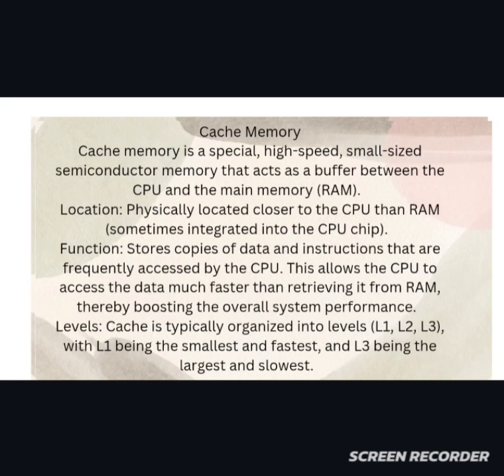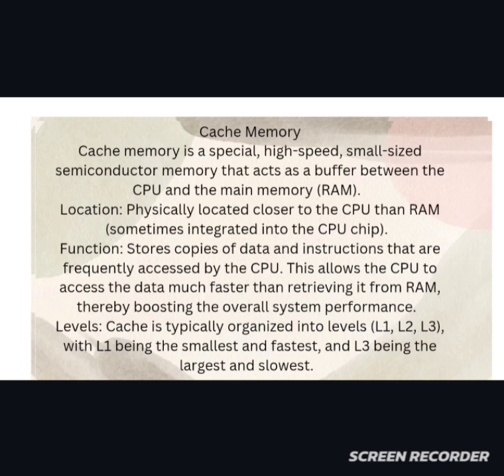Cache memory. Cache memory is a special high-speed, small-sized semiconductor memory that acts as a buffer between the CPU and the main memory, RAM. Location: physically located closer to the CPU than RAM, sometimes integrated into the CPU chip. Functions: stores copies of data and instructions that are frequently accessed by the CPU.